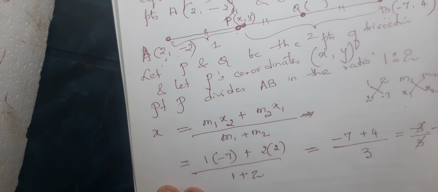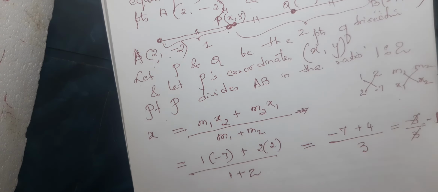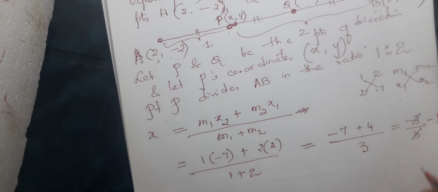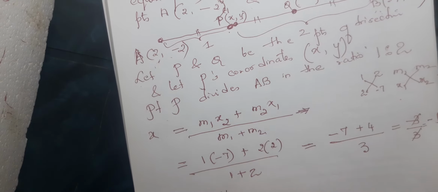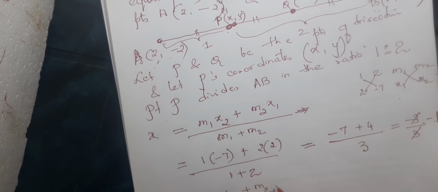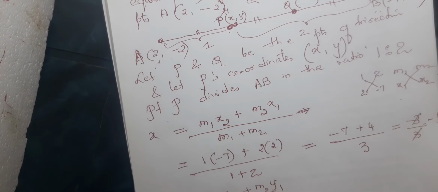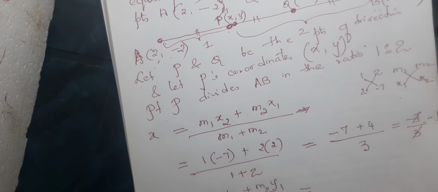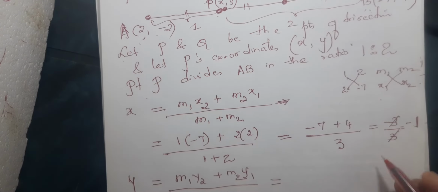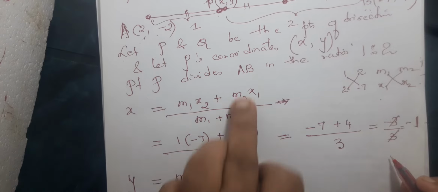Now similarly you want y now. So y is equal to m1 y2 plus m2 y1. Why am I writing the formula? Just for that half mark, what you should get. So this is equal to, I'll write here the coordinates.